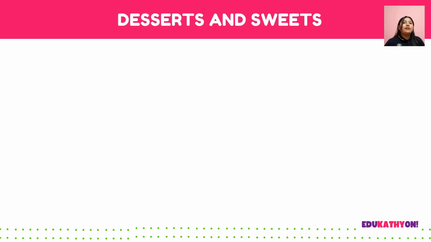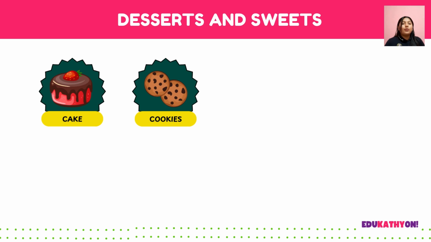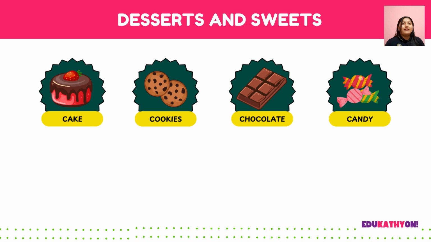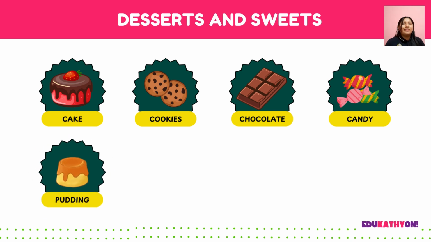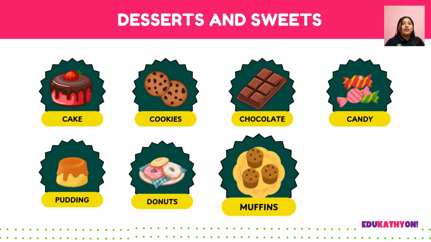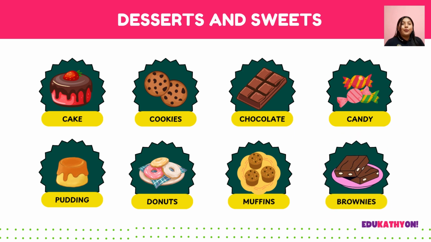Finally, desserts and sweets. Cake, cookies, chocolate, candy, pudding, donuts, muffins, brownies. Well, these are perfect for practicing quantifiers. For example, I eat too many cookies and too much chocolate.